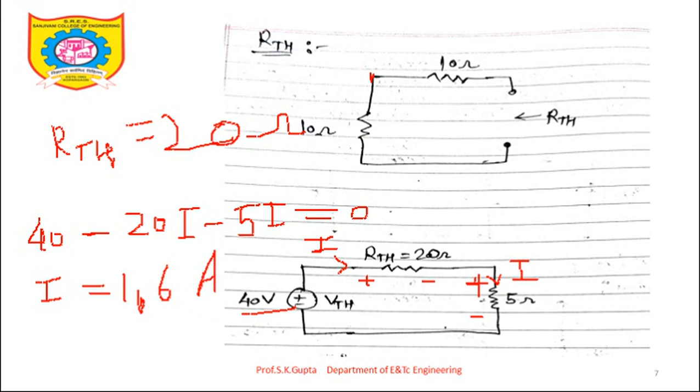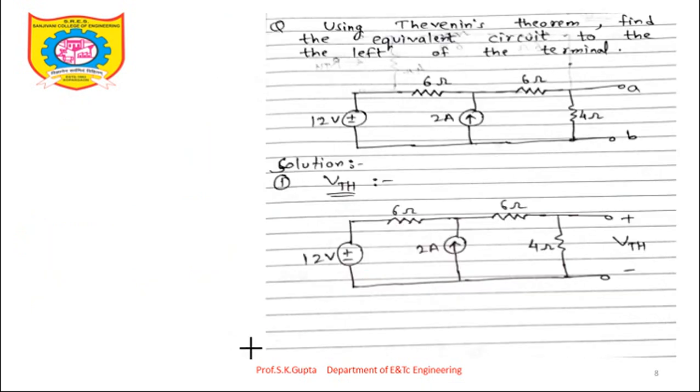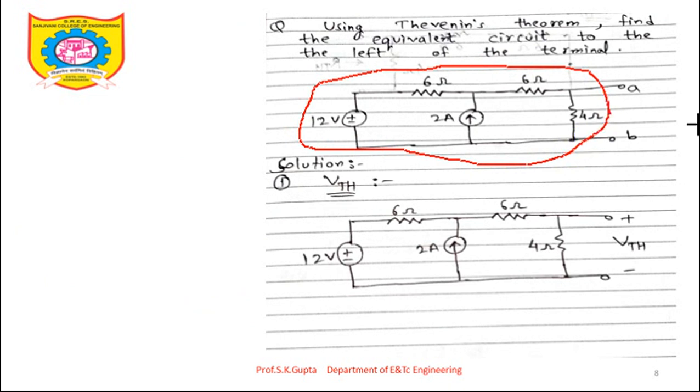Okay. Now let's see one more example. Using Thevenin theorem, find the equivalent circuit to the left of the terminal AB. So we have to determine the Thevenin equivalent for this portion. So this is my circuit for finding out VTH. This current is 0 ampere because it is open circuit over here. So this current is 0.